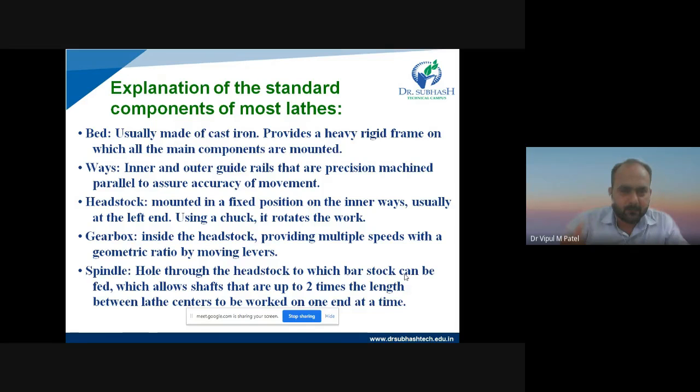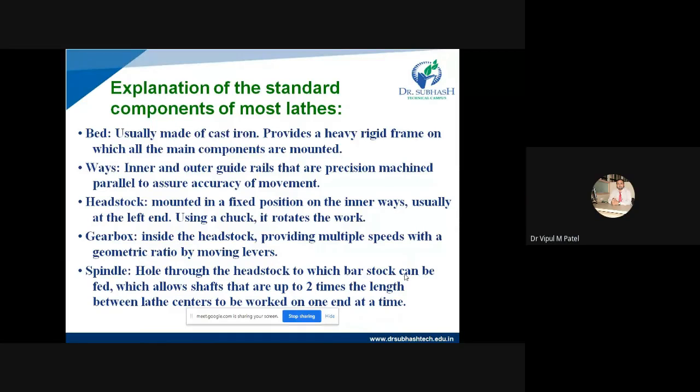We want high speed, then we have to use the gearbox. Either it will be manual or it will be automatic, but we have to use the gearbox to vary the speed, like that in an automobile vehicle, and we have to use this gearbox in this machine tool also.